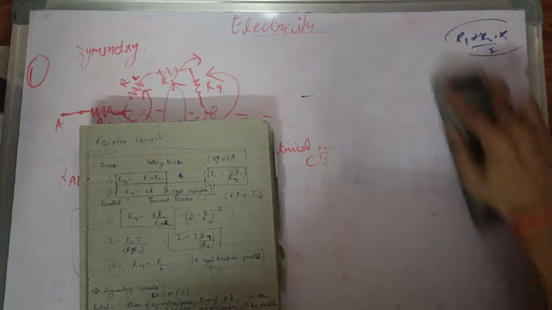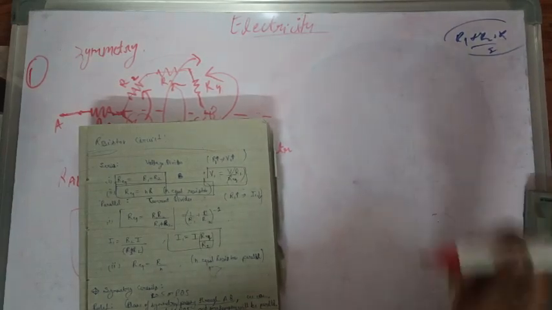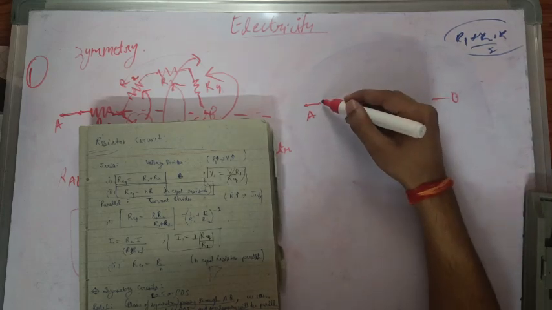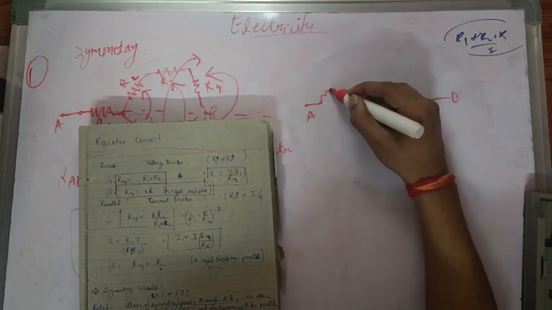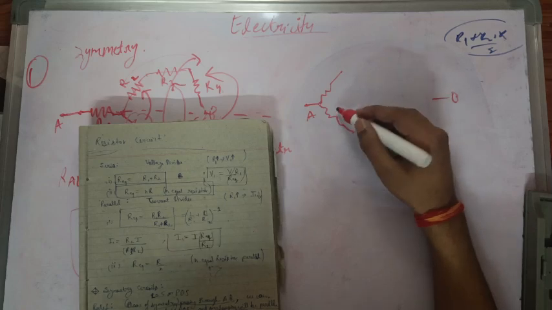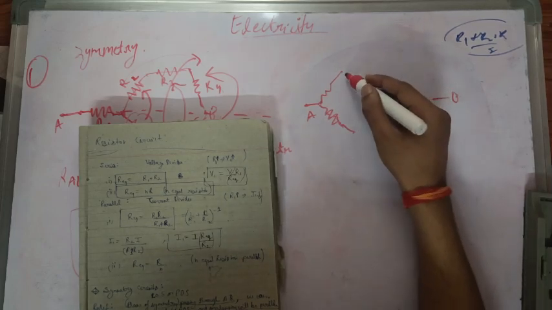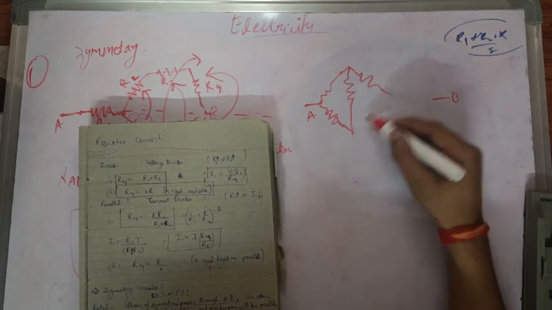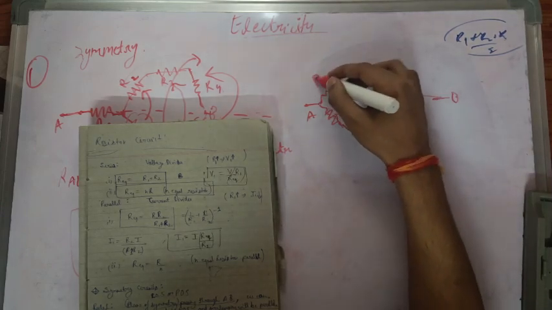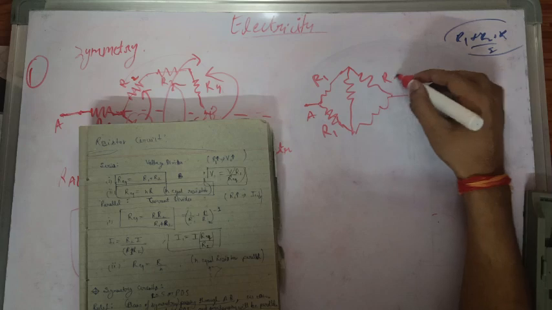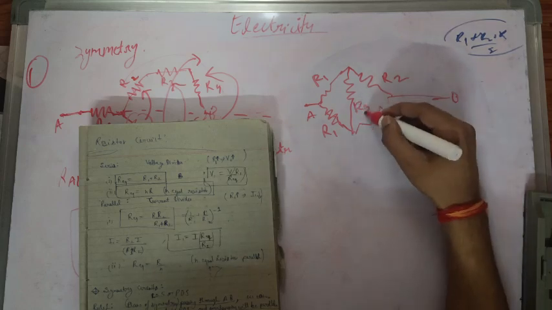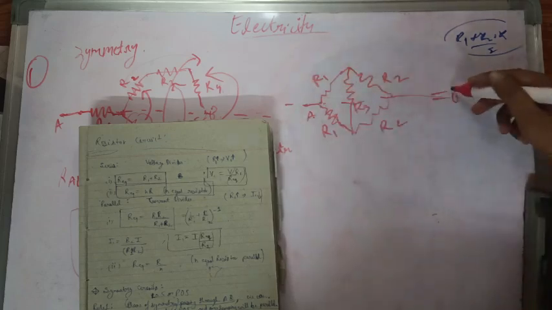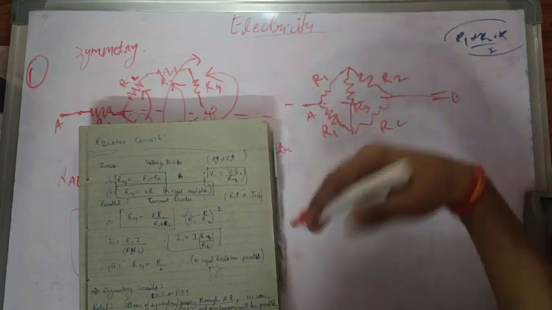Let's say there is an end A and there is an end B. There is a resistor here, one more here, and it is connected like this. This is R1, this is R1, this is R2, this is R2, and this is R3. So what happens is that this whole setup is symmetrical about this line.